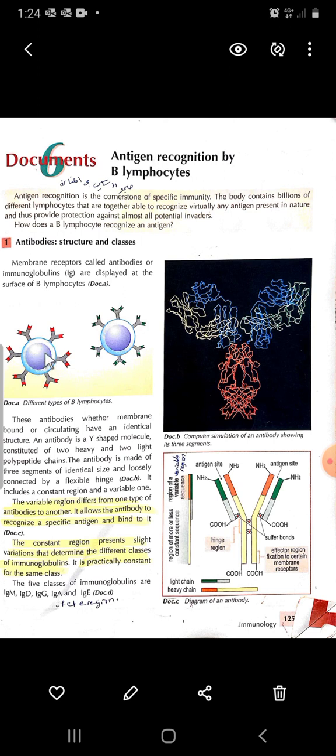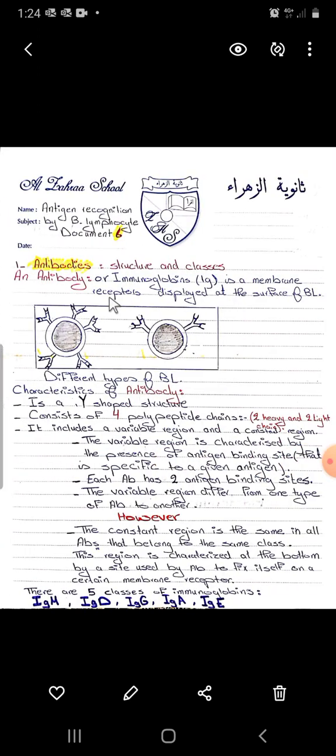As you see, this is a B lymphocyte, and on the membrane of it, you will find many antibodies. These are called antibodies that are found at the surface of the B lymphocyte, and they are the main characteristics of the B lymphocyte. So let us notice what are the other characteristics of this antibody. An antibody, also called immunoglobulin, is a membrane receptor displayed at the surface of a B lymphocyte only. So at the surface of B lymphocyte, you will find the antibody. What are the characteristics of this antibody?